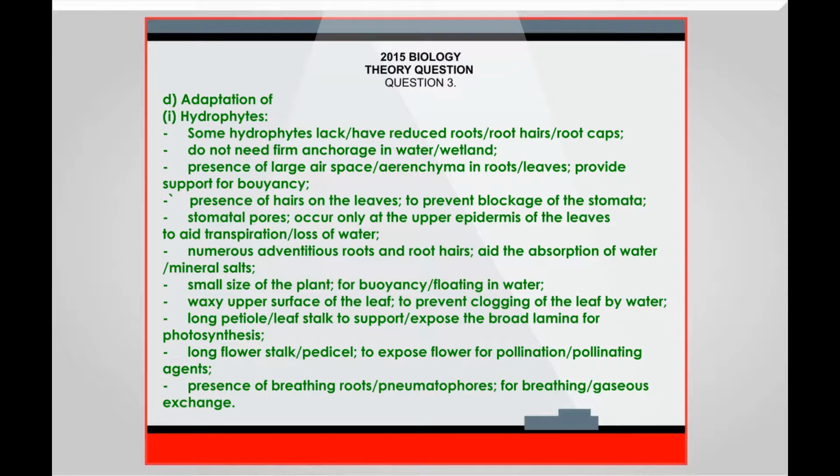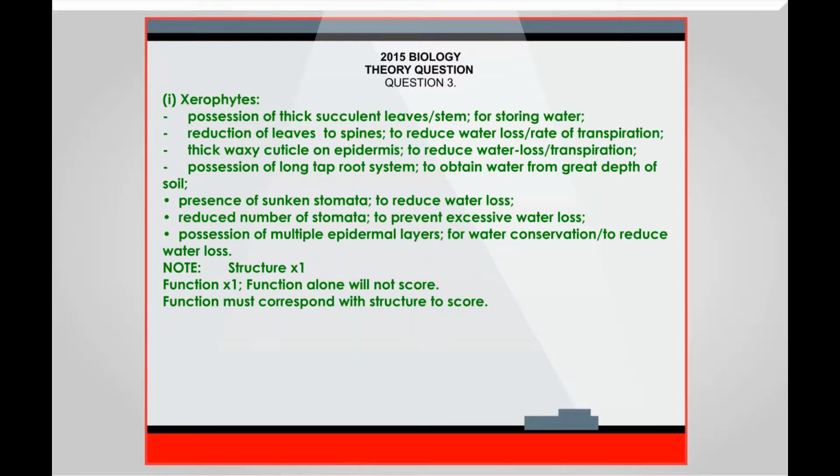Small size of the plant for buoyancy or floating in water. Waxy upper surface of the leaf to prevent clogging of the leaf by water. Long petiole or leaf stalk to support. Waxy cuticle on epidermis to reduce water loss or transpiration.